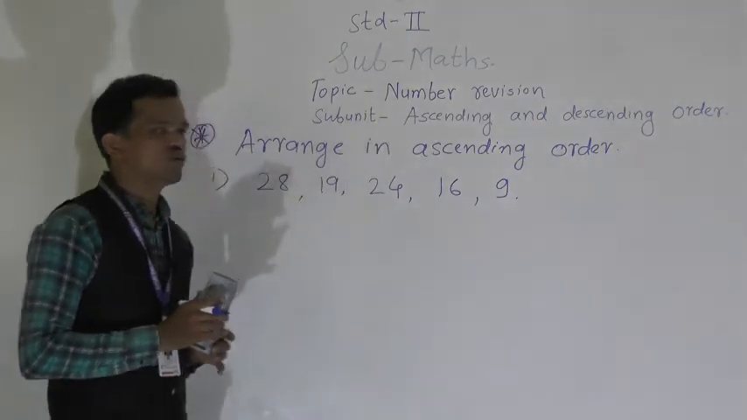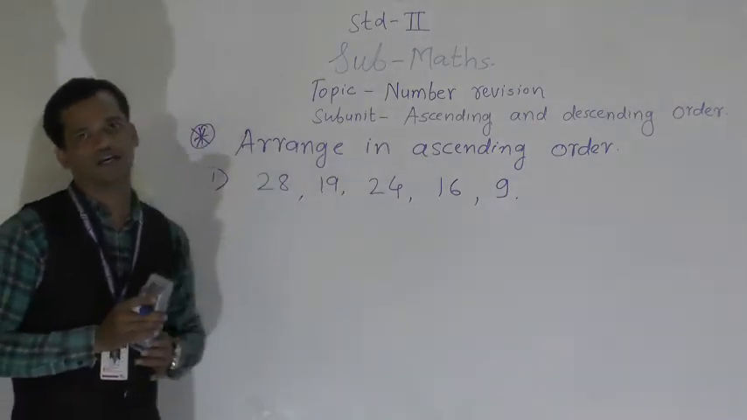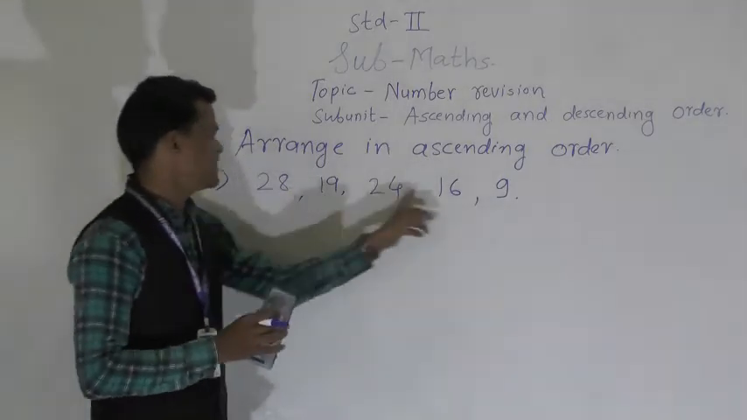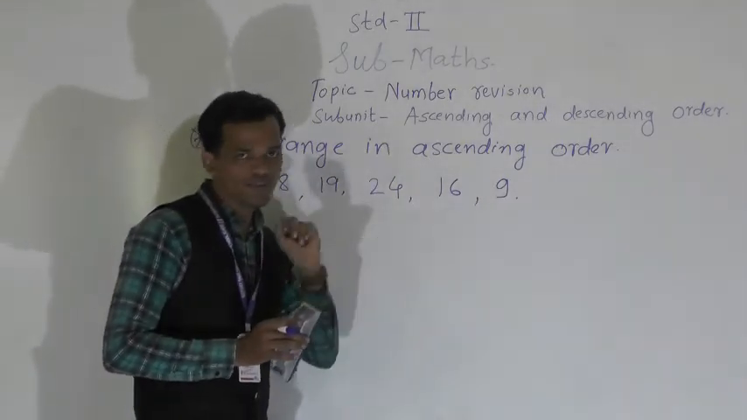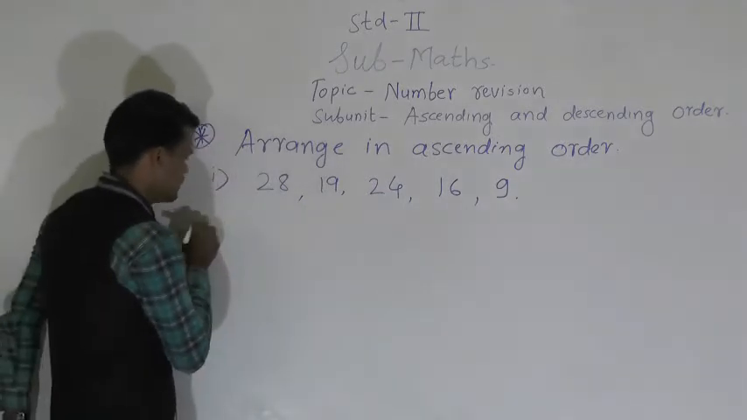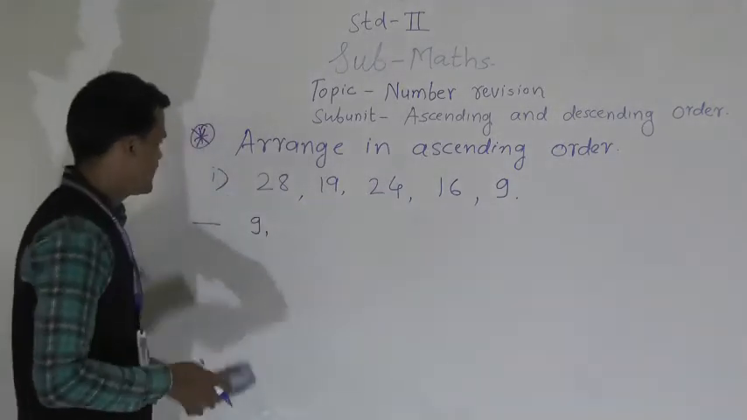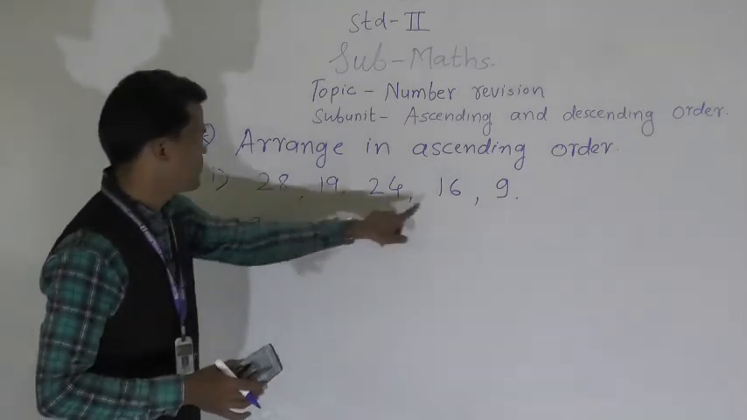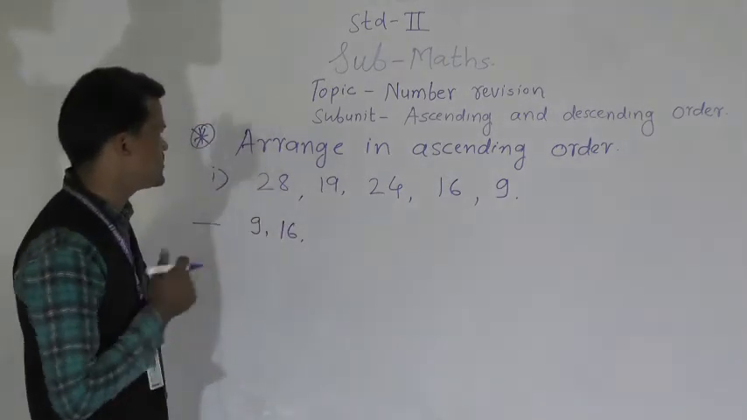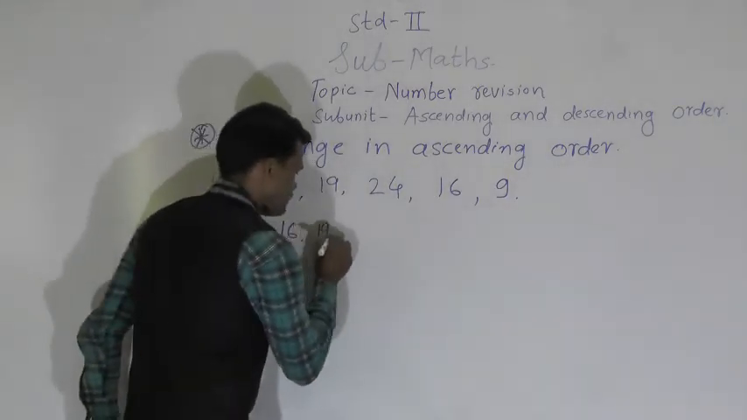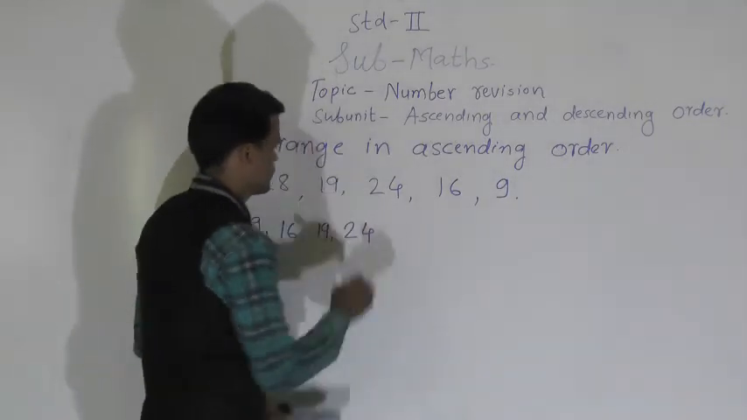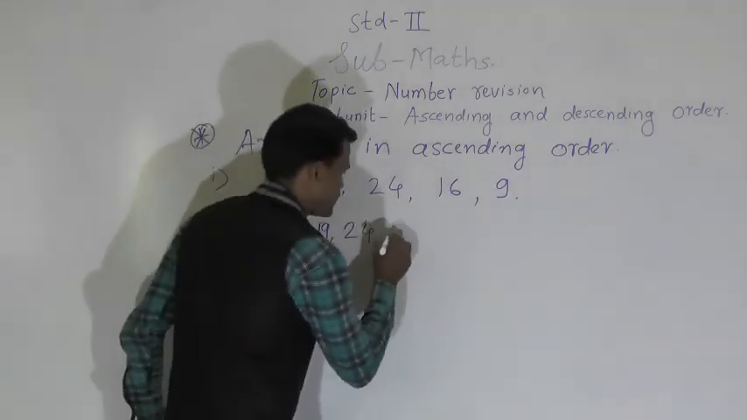First we have to find out which is the smallest number. See here, which is the smallest number? We know that these numbers are two digit numbers and only 9 is the one digit number. So 9 is the smallest number. Arrange that number first. Greater than 9, which number is here? 16. So after 9, write 16. Then greater than 16, 19. Greater than 19, 24. And greater than 24, 28.